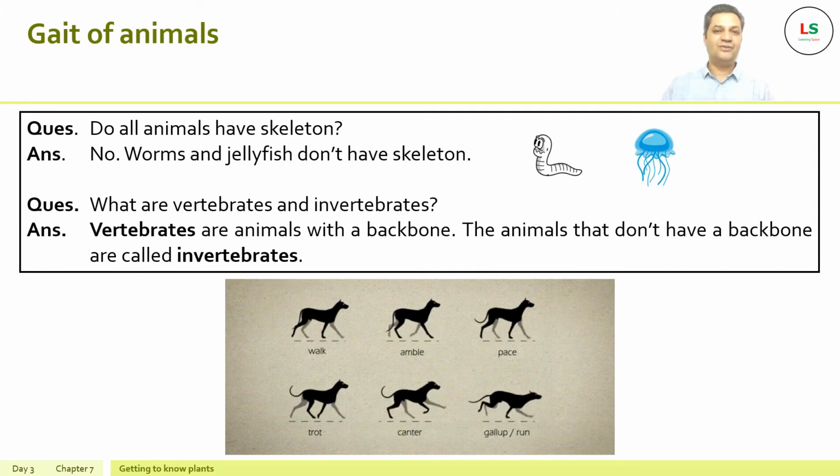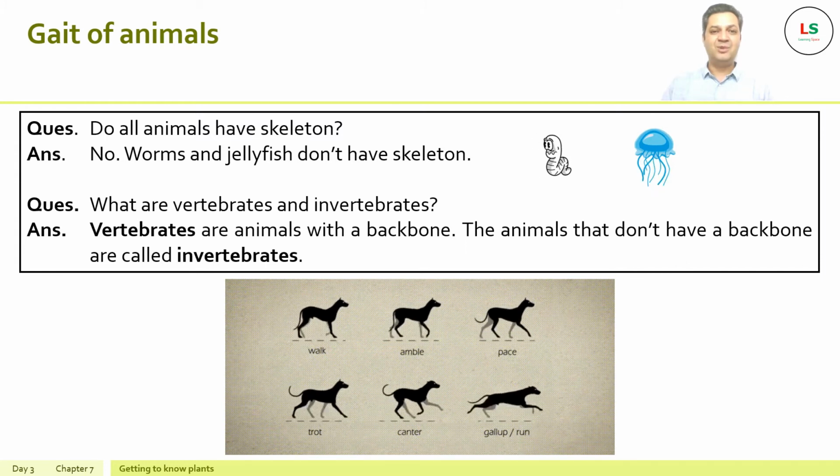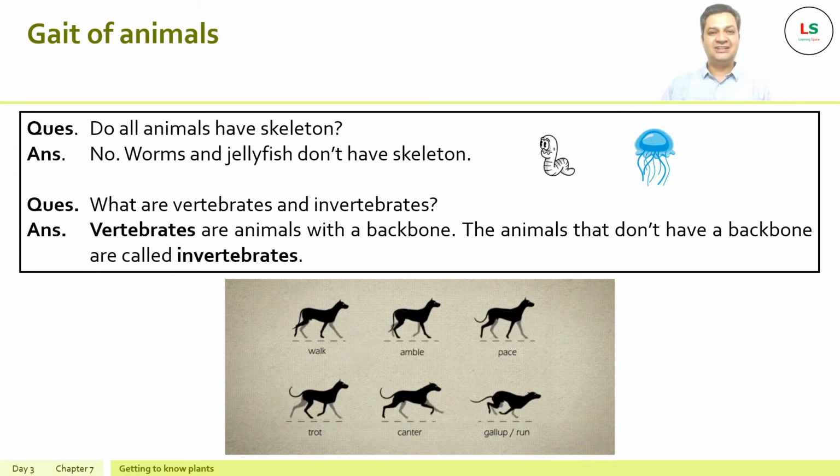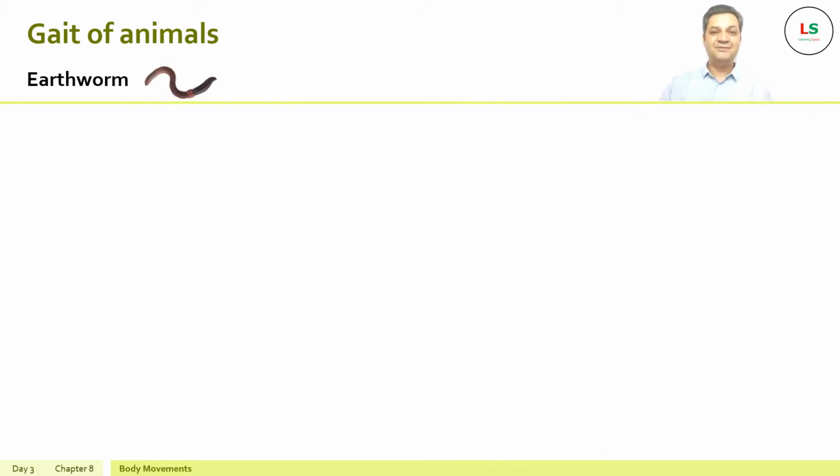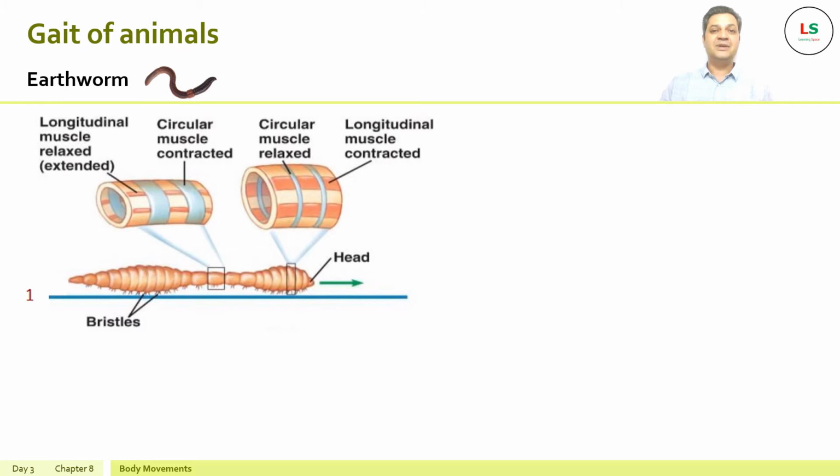Here we have gait of dog. We can see its walk, amble, pace, trot, canter, gallop or run. Here we have the first animal, earthworm. On observing the earthworm, we get to know easily that it is an invertebrate. The body of the earthworm is made of tiny rings which are joined one after the other. It has muscles to extend and shorten its body.